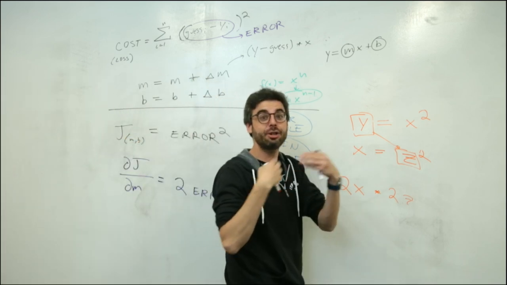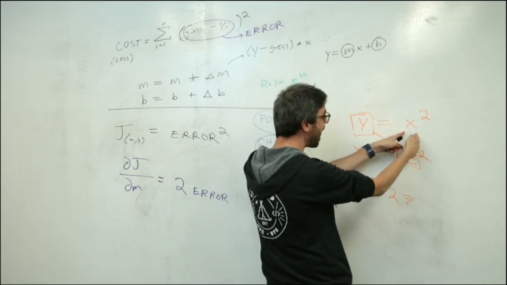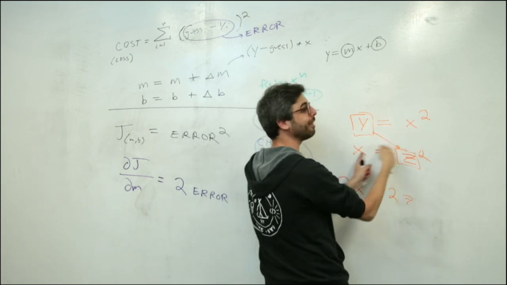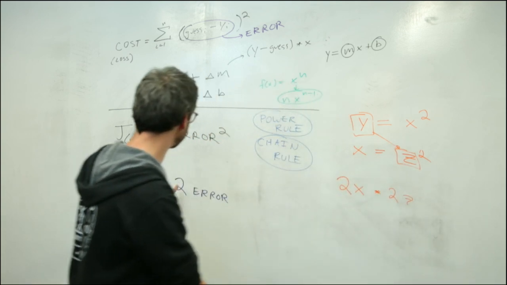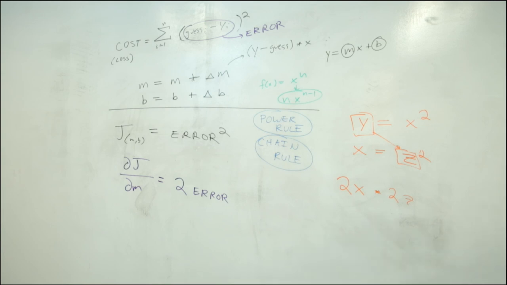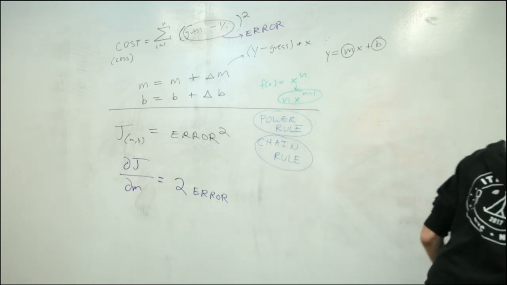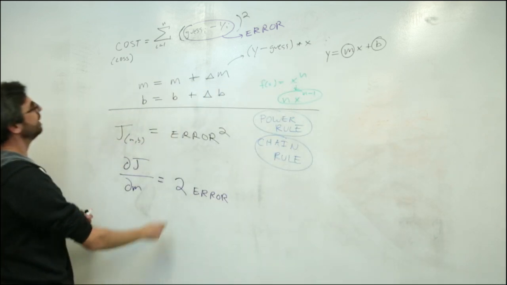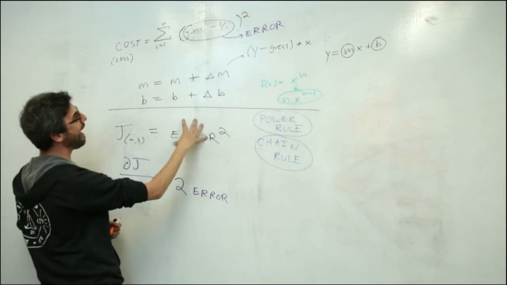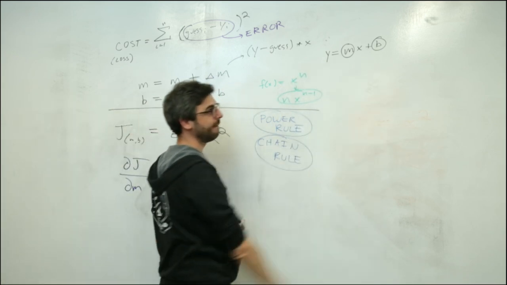I can chain derivatives. I can get the derivative of one relative to something times the derivative of that something relative to something else. And that's actually weirdly what's going on here. It may not be immediately apparent to you, but J is a function of error. Error is actually a function of M and B, right?